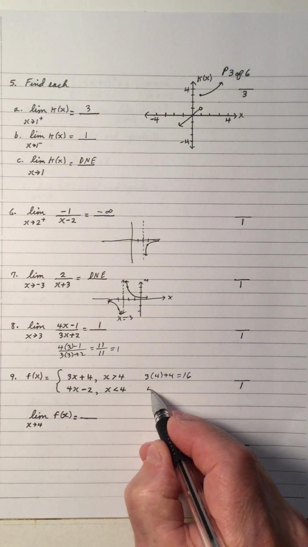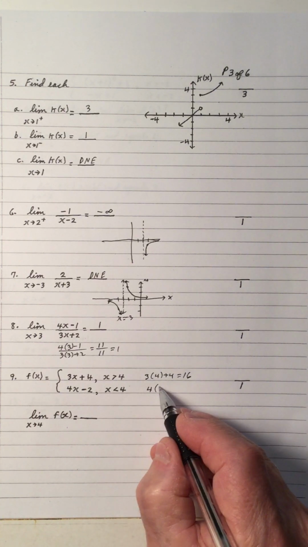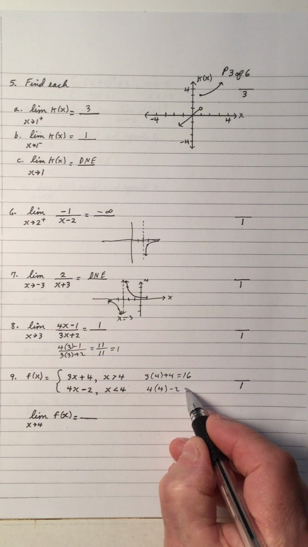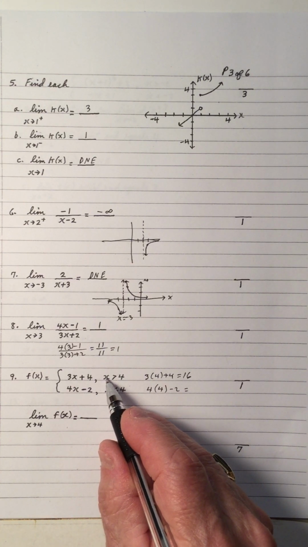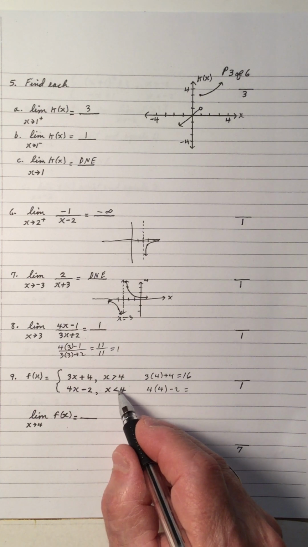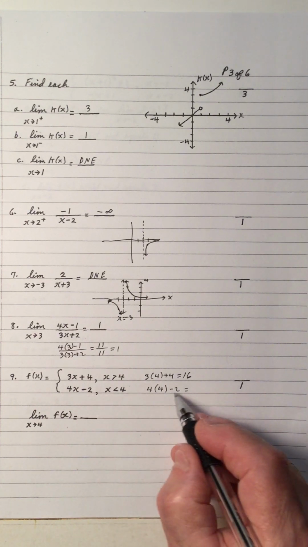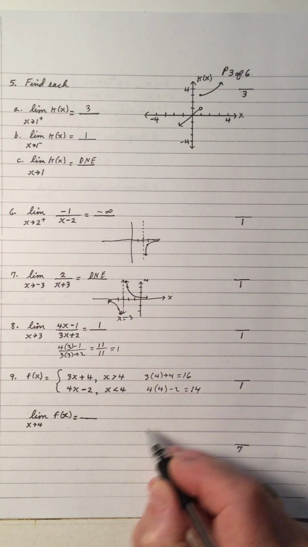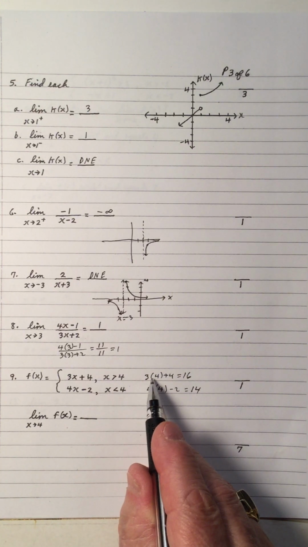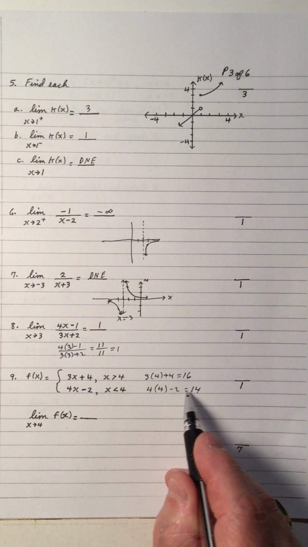On the left, we put 4 in. The right is greater and the left is less, so we use the corresponding piece for each. That gives us 16 minus 2 is 14. So the right side limit is 16, and the left side limit is 14.